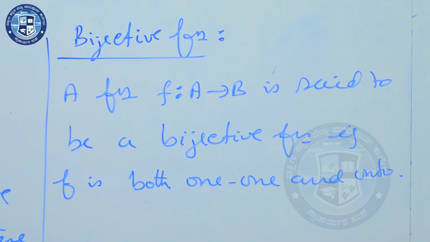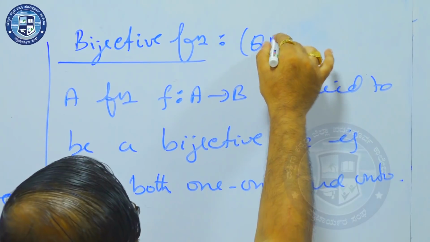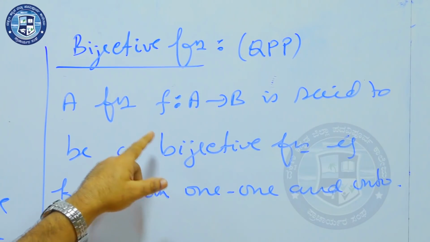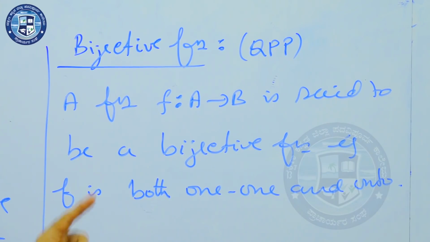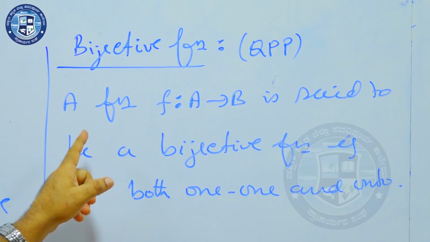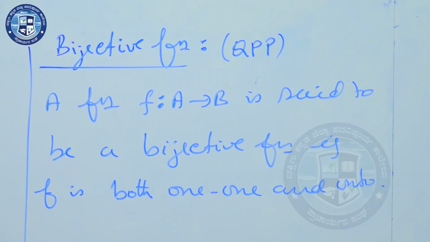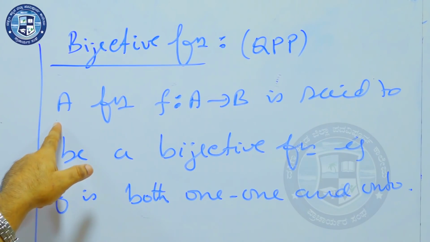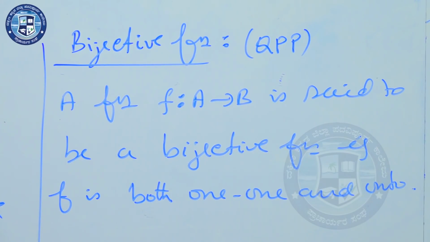This definition was asked in one of the earlier question papers. QPP means a question paper problem. This same definition was asked: define a bijective function. Strictly, you have to give the definition like this. Simply don't write that a function is bijective if it is both one-to-one and onto. It is not correct. You have to give the correct definition for one-to-one and onto.